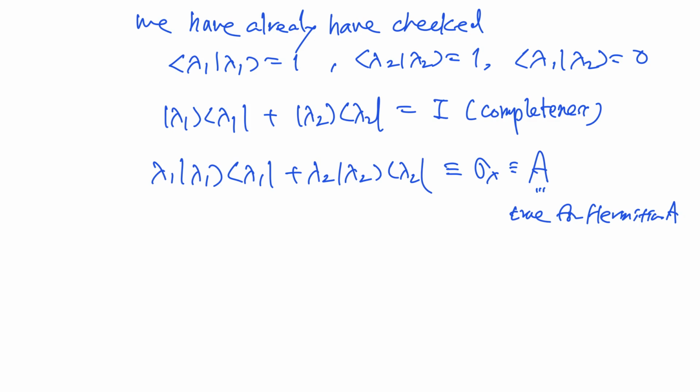And this has a name called the spectral theorem. So when we have a Hermitian matrix, then we have the following spectral theorem. This is a very powerful mathematical property.